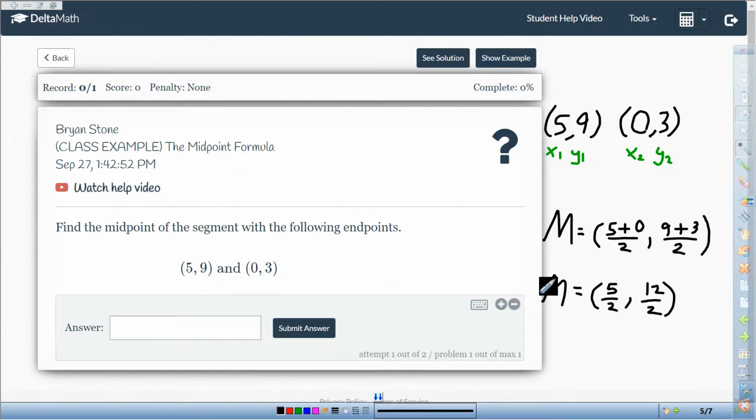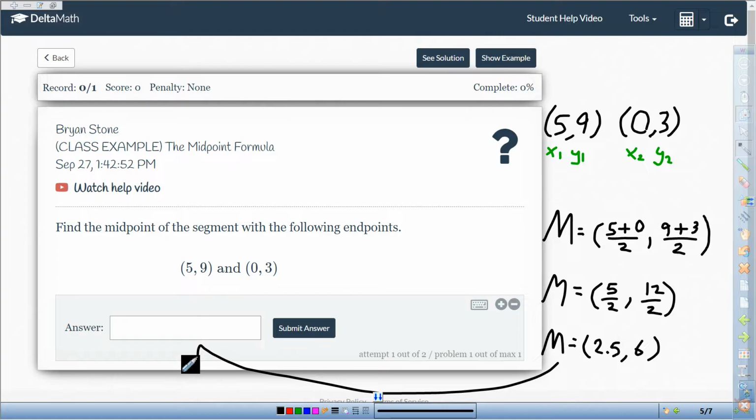This will want you to actually divide these numbers and get either decimals or nice clean answers. 5 divided by 2 gives me a 2.5. 12 divided by 2 gives me a 6. So there's your answer. Big thing, if you guys remember, make sure that you are putting parentheses around your answer when you type it into DeltaMath. If you don't do the parentheses, it'll give you a wrong answer. Okay, be careful with that.